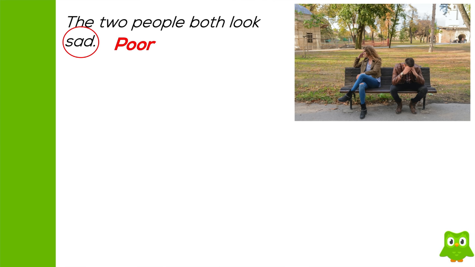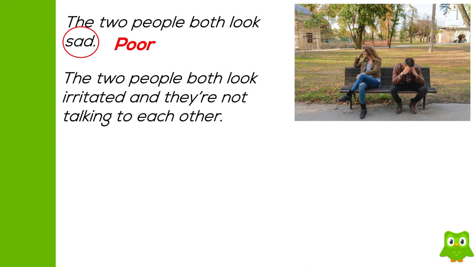Remember how you are scored? One of the aspects you're scored on is vocabulary range, and sad is a very high frequency and common word. So you won't get a very high score for using sad. So what other words can we use instead of sad? Well, have a look at my second answer.